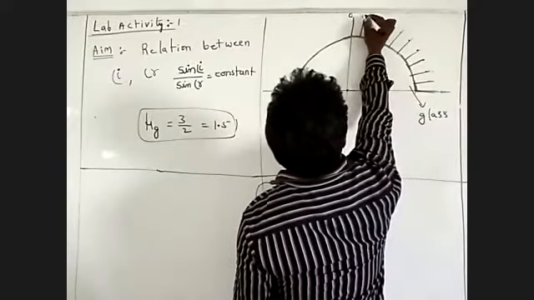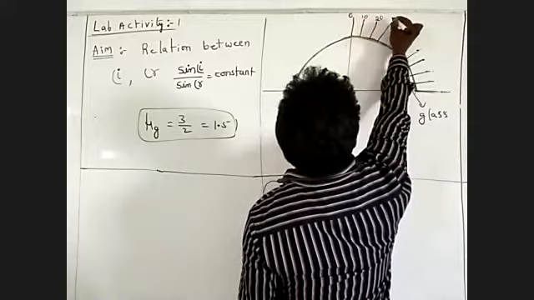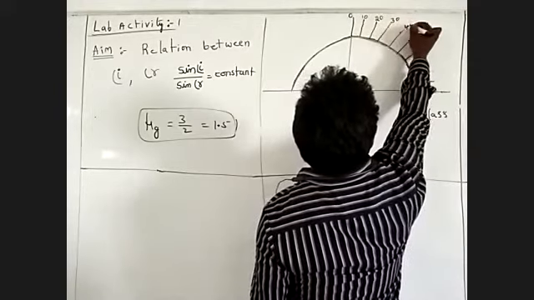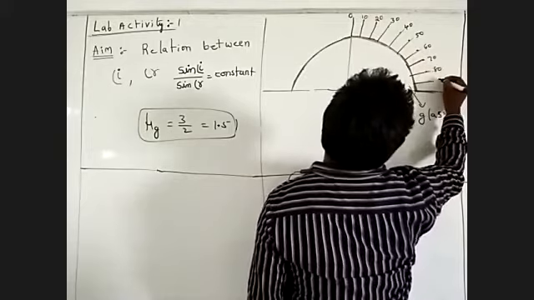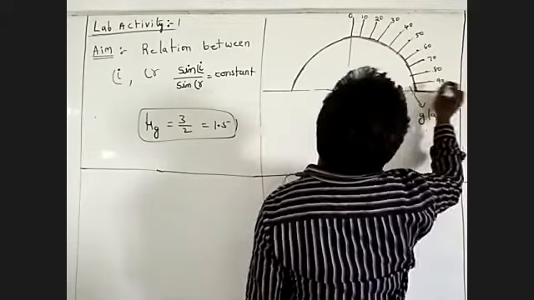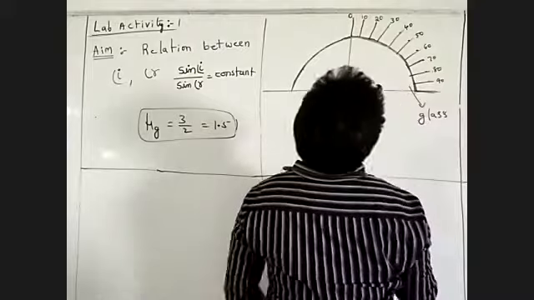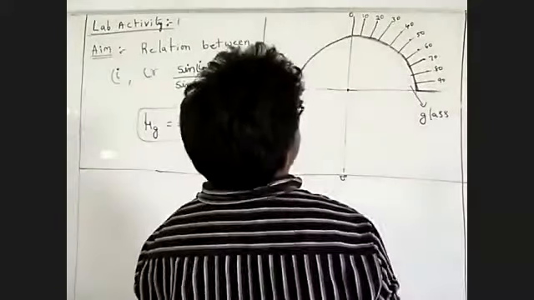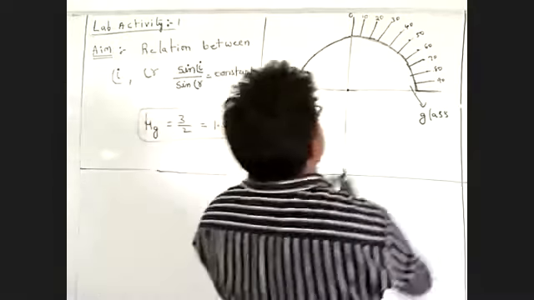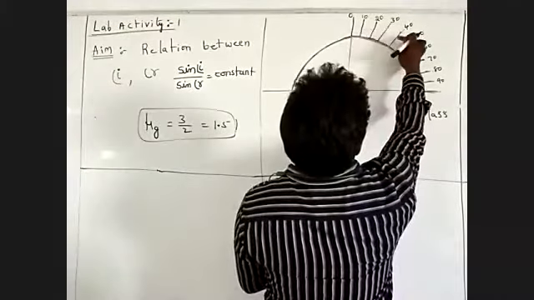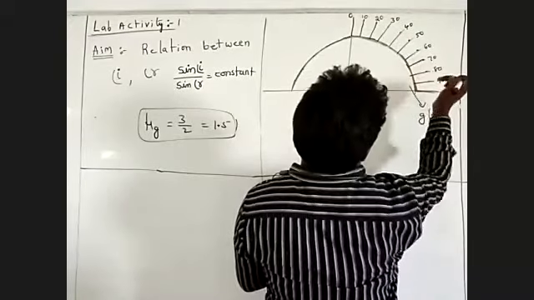Zero degrees, 10 degrees, 20 degrees, 30 degrees, 40 degrees, 50, 60, 70, 80, 90. This is 90 degrees, and 90 degrees. 1, 2, 3, 4, 5, 6, 7, 8, 9, 10.